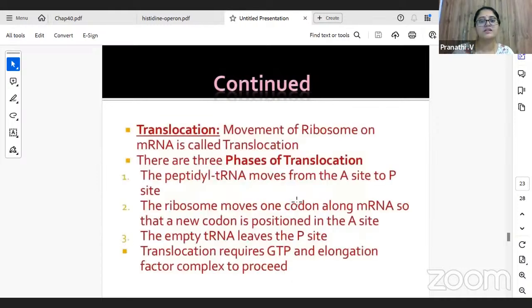So the movement of the ribosome on the mRNA is known as translocation. The peptidyl tRNA is going to move from the amino acid site or acceptor site to the P site, that is the peptidyl site. Along with this, the mRNA moves by one codon. So a new codon comes and goes into the acceptor site of the ribosome, and again your peptidyl site is empty. In this manner, it is going to be translocated. Again, for this to happen, you need energy. Energy is given by GTP.